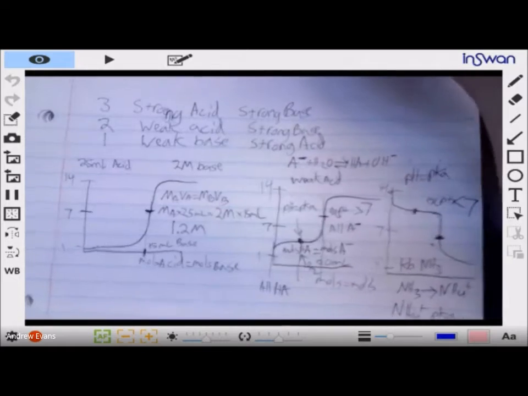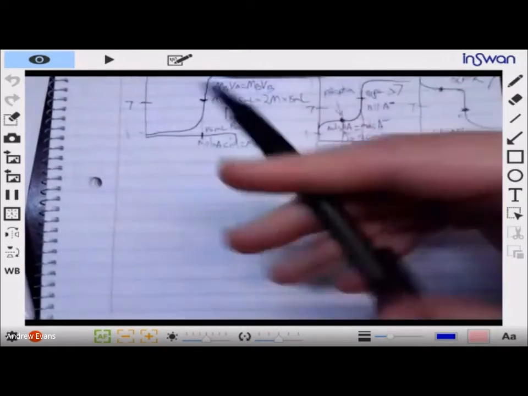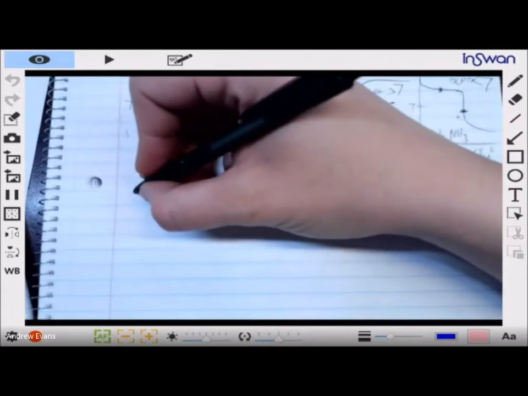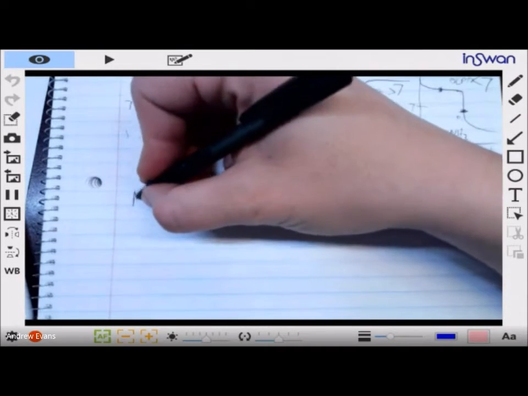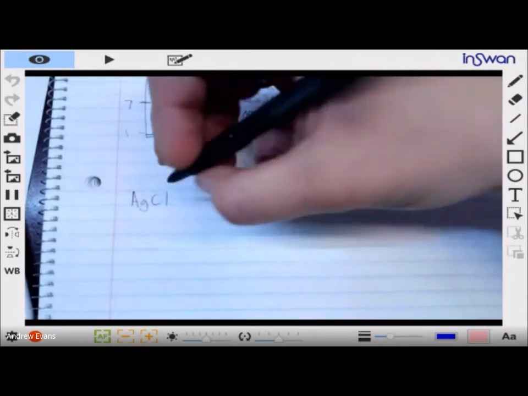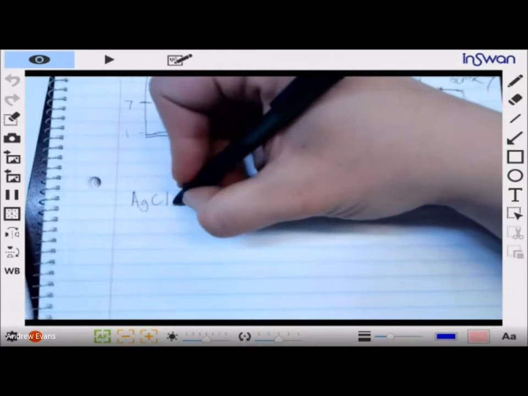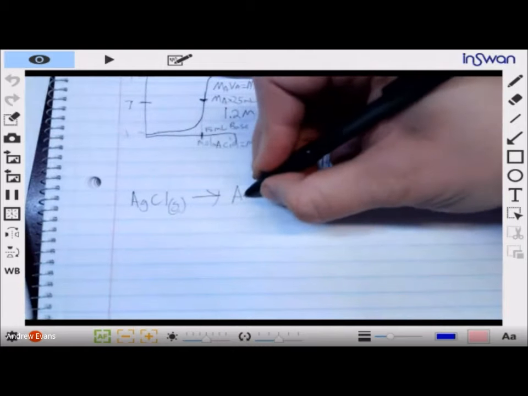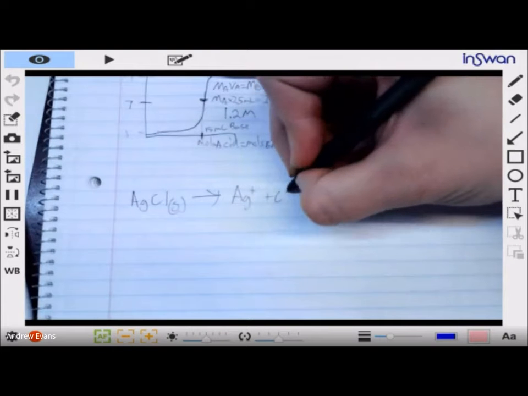KSP. KSP is one more aspect of the K expression. KSP looks at the solubility of objects, how they dissolve, going from a solid to aqueous, Ag plus and Cl minus.